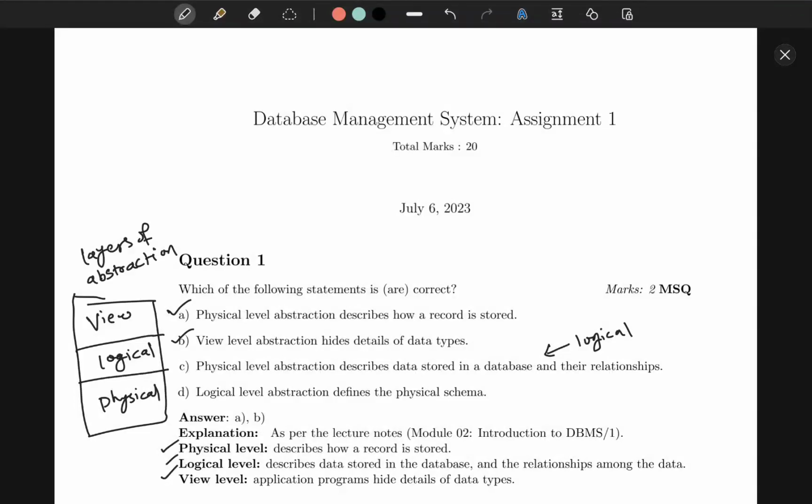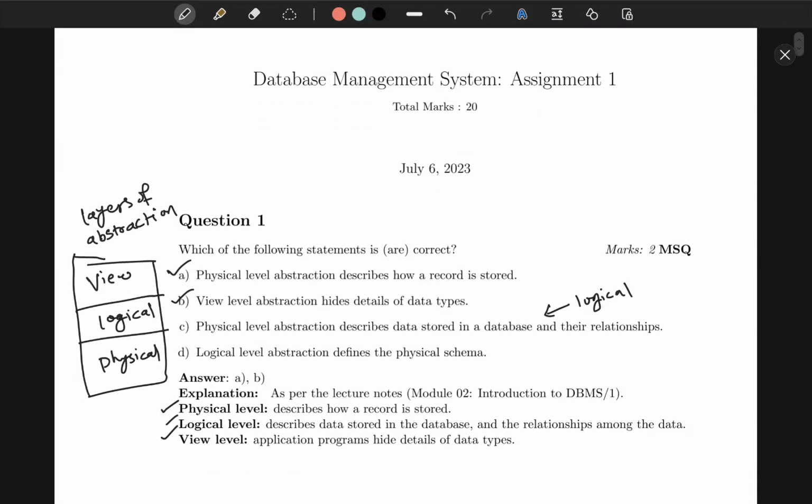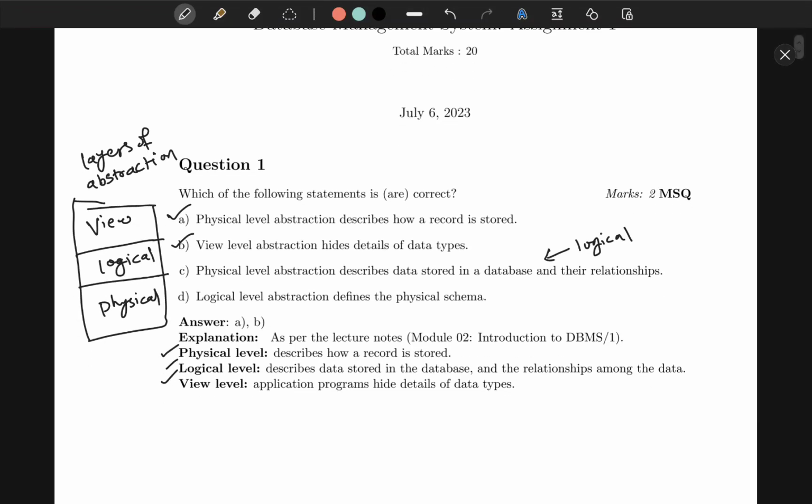Explanation of week 1 assignment of DBMS NPTEL. So first question asks us which of the following statements is correct. It's a 2-mark MSQ, that is multiple select question.